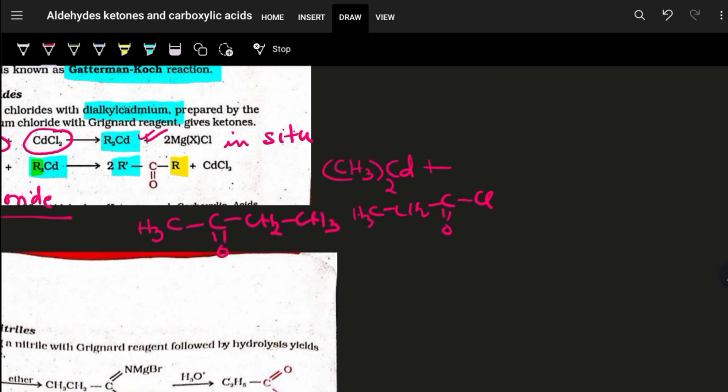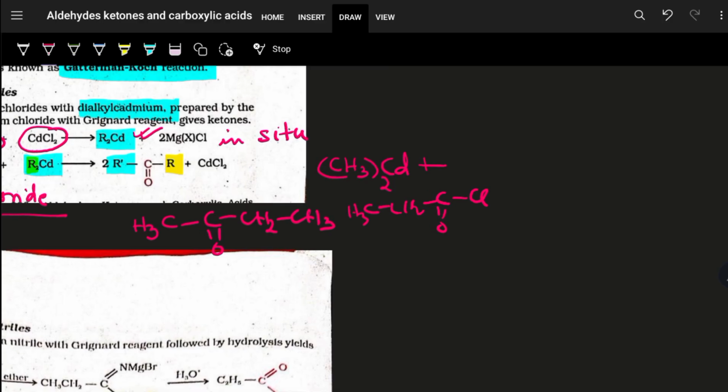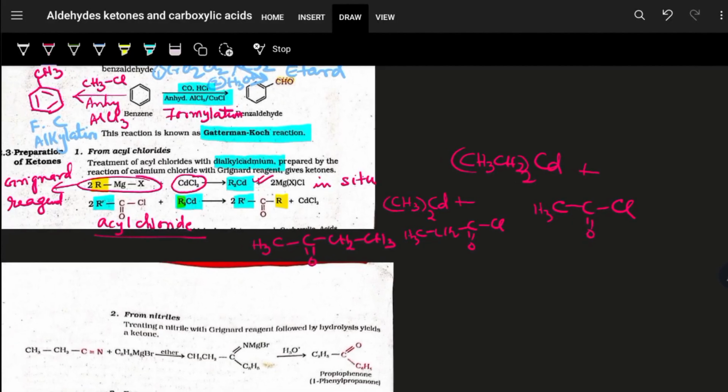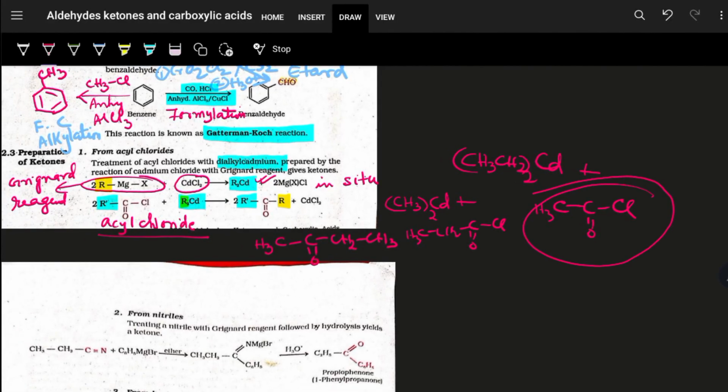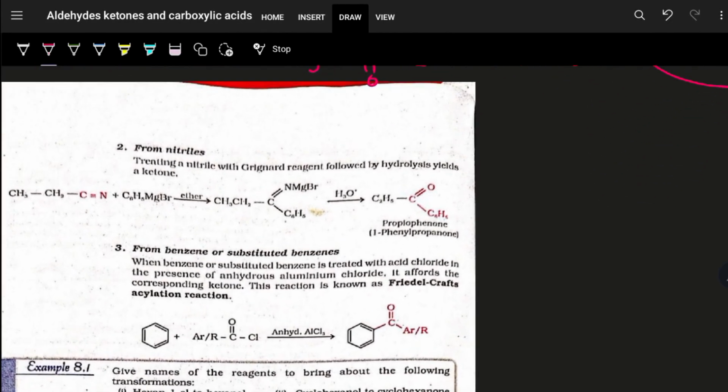And some can say, why ma'am, I can also get it by using (CH3CH2)2Cd and CH3C double bonded OCl. Yes, you are correct. But the reaction which will be favored will be with the less hindered acyl chloride.